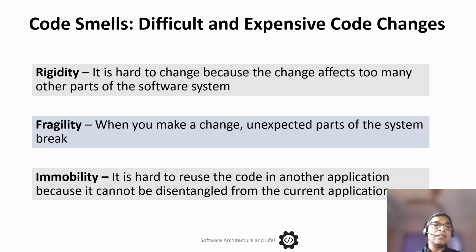And last is immobility. Essentially, you have written certain logic and you want to use the same logic in some other application, but you are not able to move out the code. It means that code is immobile and it may happen because of poor abstraction. We'll discuss those things when we discuss SOLID principles, but these are three major characteristics of poorly designed code.